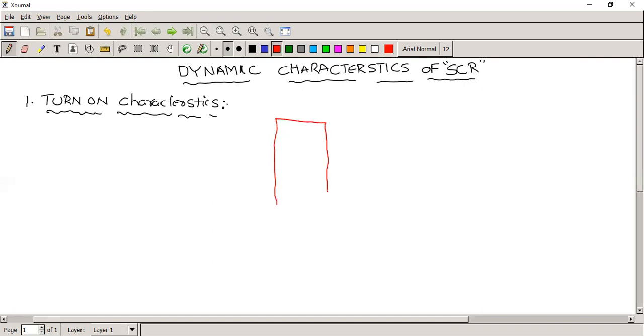This is the PNPN structure of SCR, P type material, N type material. Again, this is the P type material. This is N type material. This is the anode. This is the cathode. This is the gate.